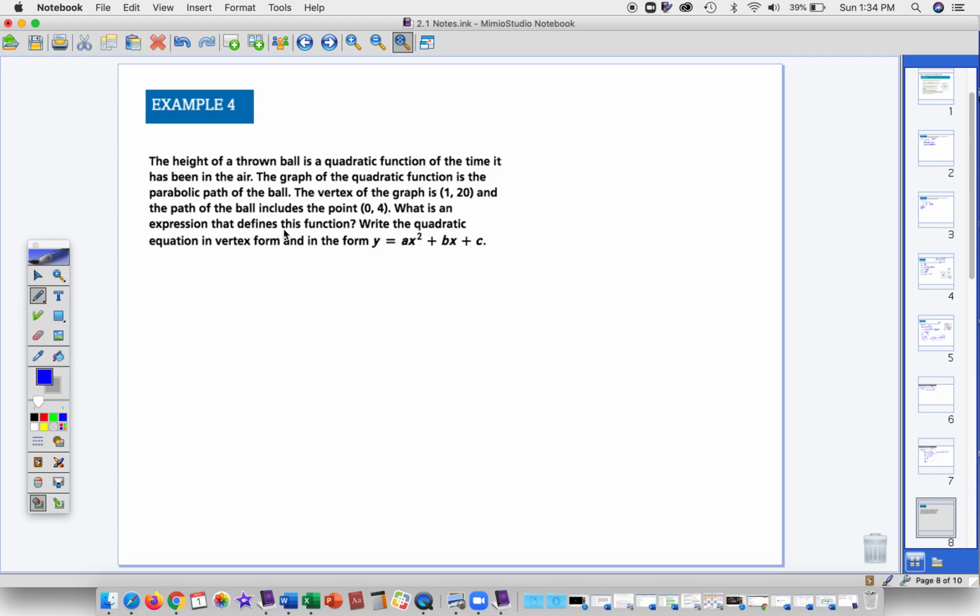So what is an expression that defines this function? Write the quadratic equation in vertex form and then in standard form. So let's start with the vertex form. We have f of x equal to a times (x minus h) squared plus k. They give us the vertex, so h is 1 and k is 20.